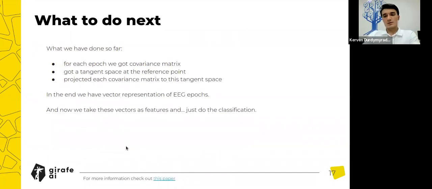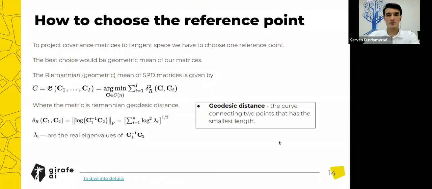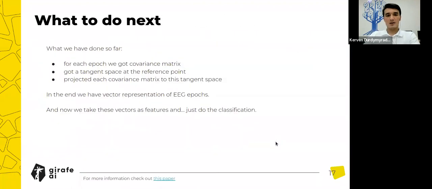Okay, so what have we done so far? We projected our covariance matrix to the tangent plane, and after we projected it, we get the vector form of our initial EEG signals. I mean, we take our epoch of EEG signals, and we make the covariance matrix of this one.